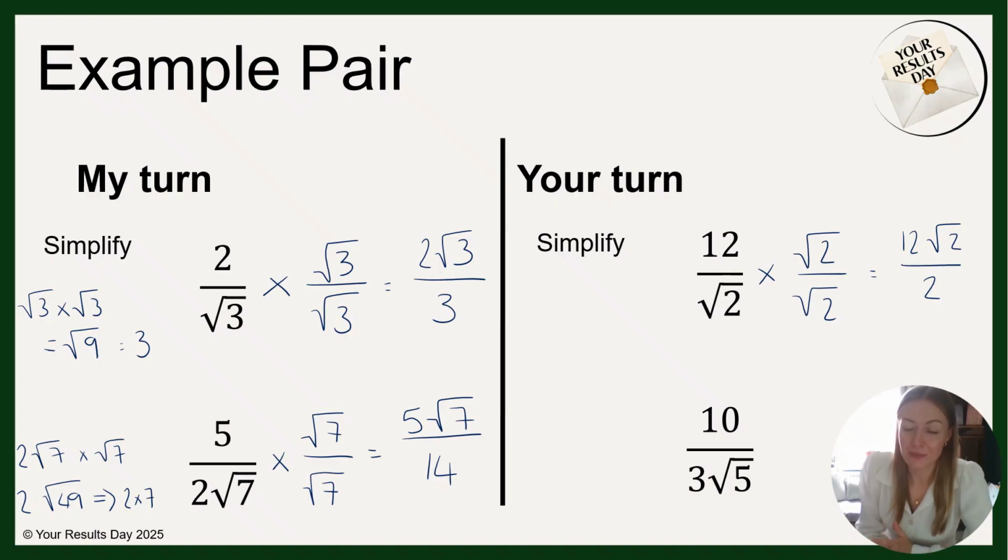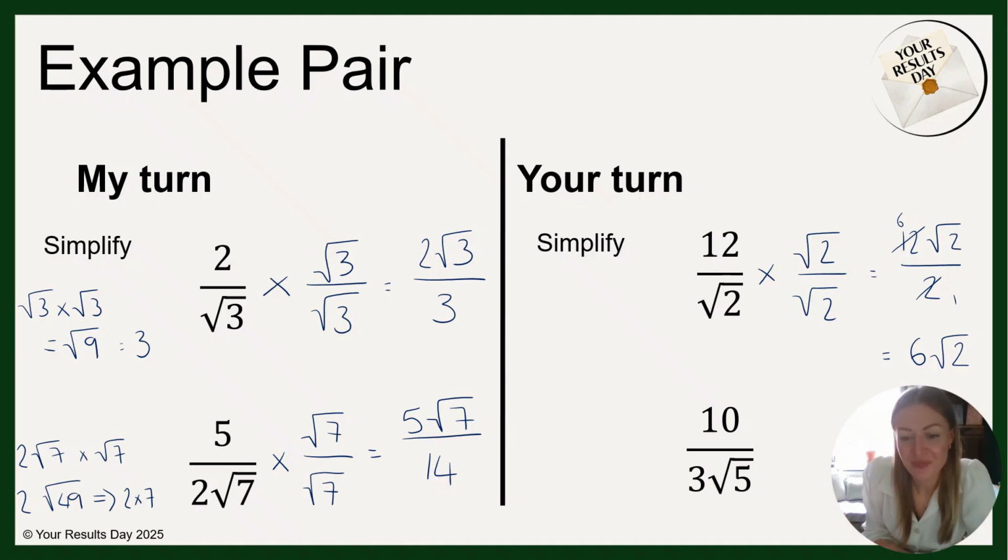Now, in my examples, we didn't get any that simplified. Yours actually can, because you can divide 12 by 2 and get 6 and 1. And when we've got 1 on the bottom of a fraction, we don't have to bother writing it. So the answer to this one was just 6 root 2. Don't worry if you didn't spot that last step, as that wasn't in my example, but now you've seen it and now you'll know.